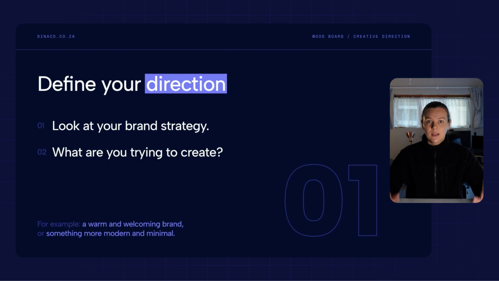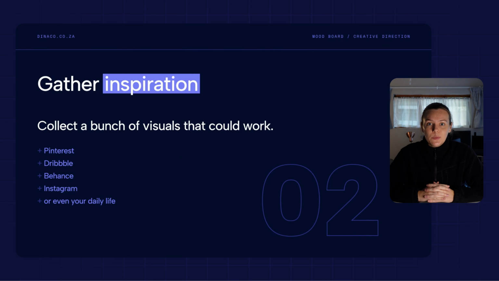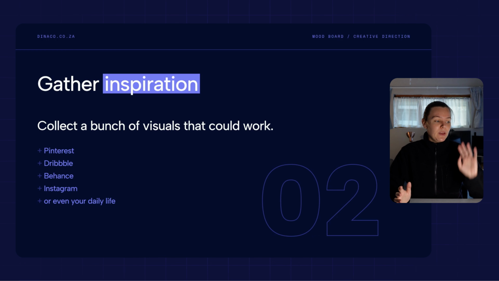Step 1. Look at your brand strategy. What are you trying to create? For example, a warm and welcoming brand, or something more modern and minimal. Step 2 is gather the inspiration. Collect a bunch of visuals that could work. This can be from Pinterest, Dribbble, Behance, Instagram, or just like your daily life. Use whatever works best for you or a combination of the lot.